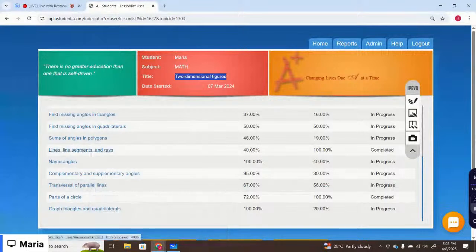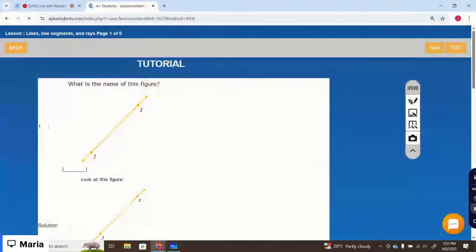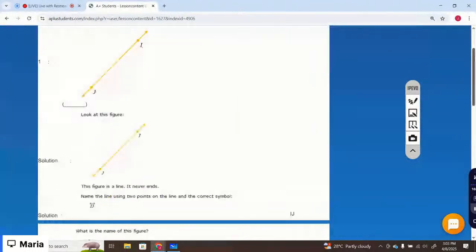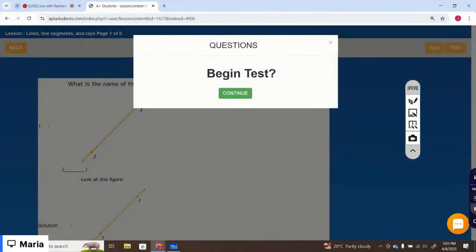Let's just start with the lesson lines, line segments and rays. What is the name of the figure? So that is a line, it never ends. I say the line because it never ends. Let's just start with the test questions.